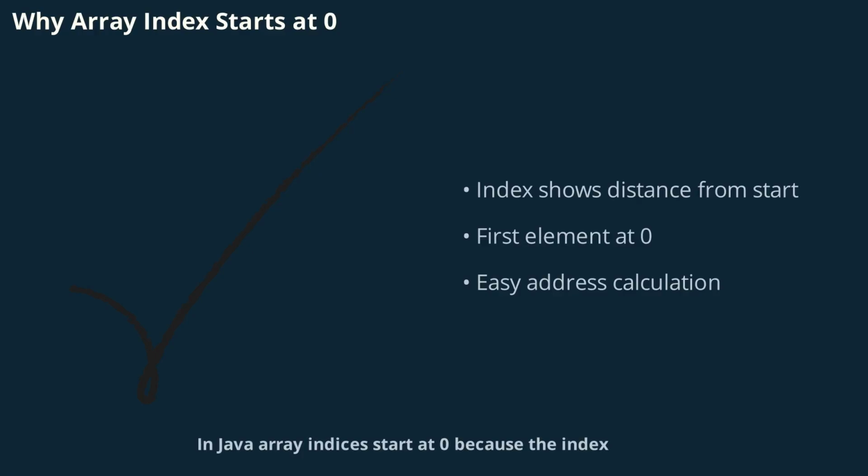In Java, array indices start at 0 because the index represents the distance from the start of the array. The first element is at position 0, which is the base address. This convention makes it easy to calculate the memory address of any element using the formula: base address plus index times the size of each element.